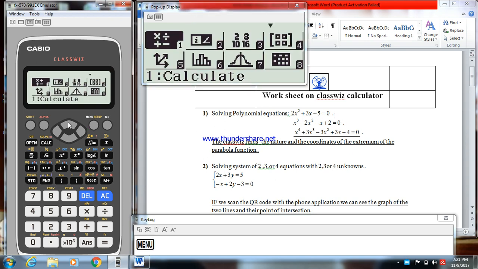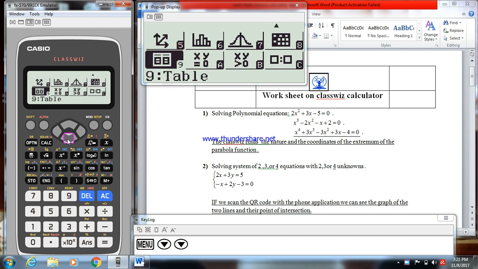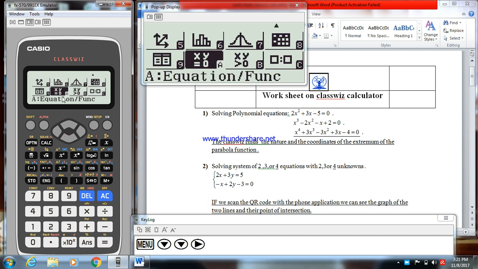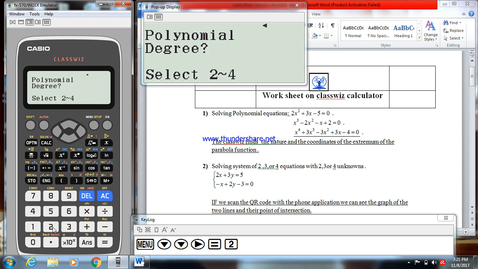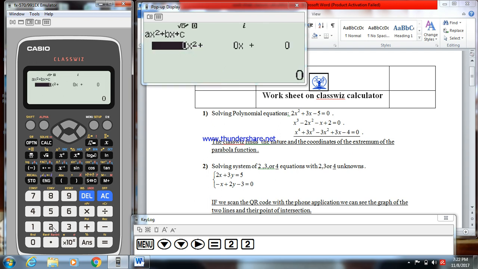Go to menu and navigate to equation and function. I press equal to go inside and I choose polynomial equation, option 2. Degree of the polynomial: the Classwiz calculator can solve polynomial equations of degree 2, 3 or 4. For the first equation I take degree 2, and now I have to enter the coefficients a, b and c.